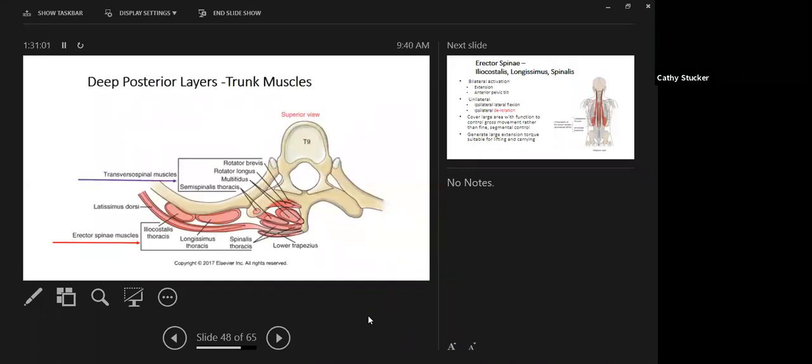And just to kind of lay out the posterior layers, these are the deep, deep layers of the trunk muscles. Your erector spinae are there, the longer ones over on the left, and then the transversospinalis muscles that live in the gutter between the transverse process and the spinous process, right? Teeny weeny little muscles. They function to control movement between vertebrae.